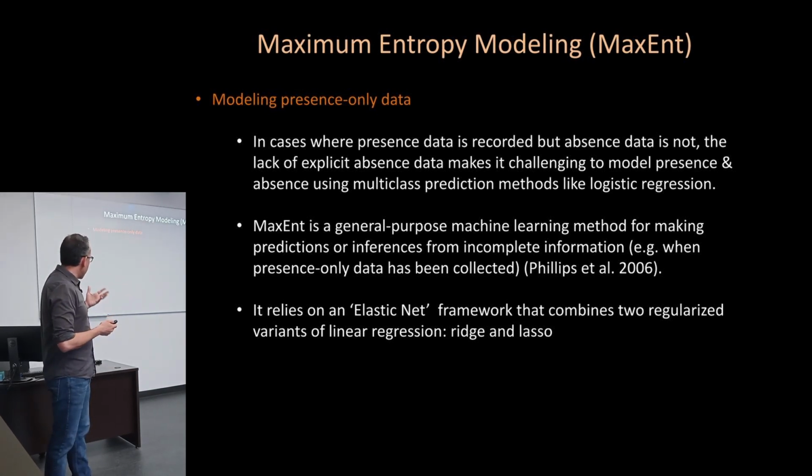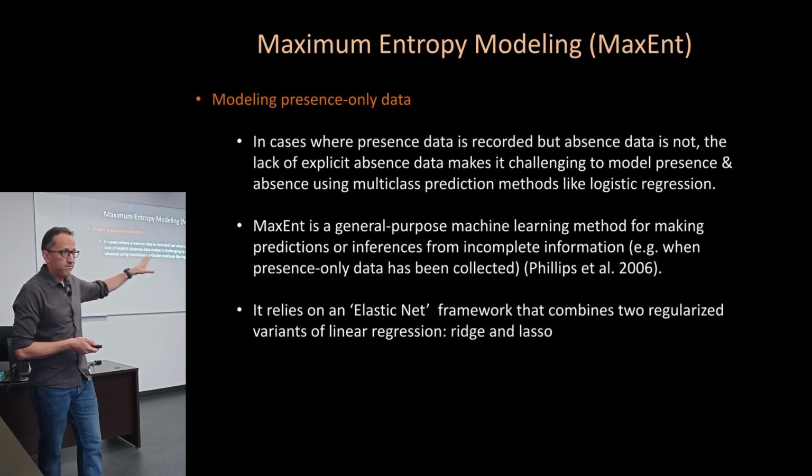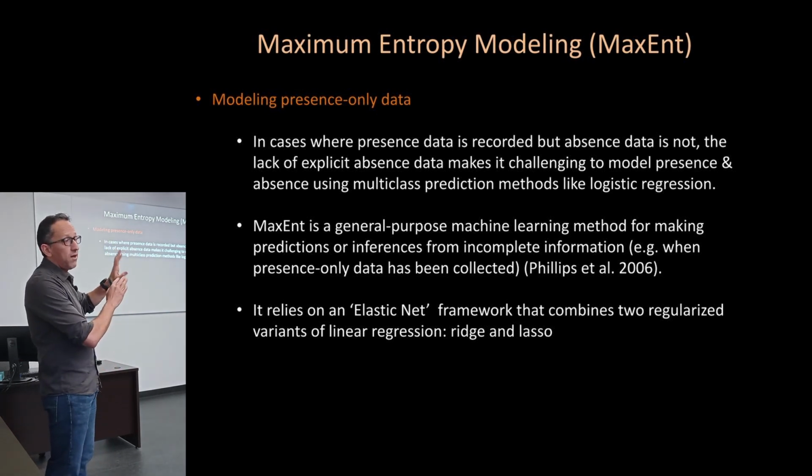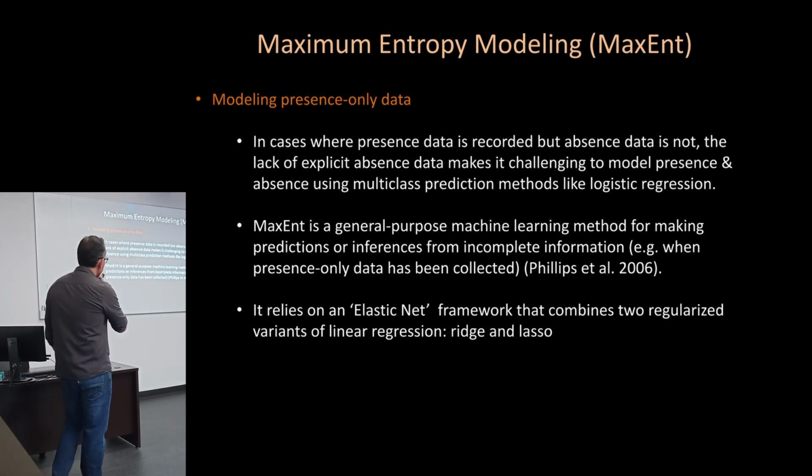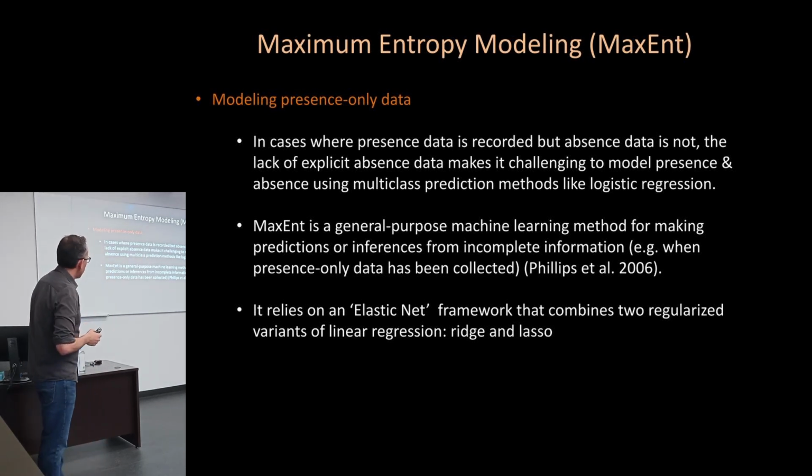So when that's the case, when you have presence-only data, there are different types of approaches like this one that we call maximum entropy, because other methods, like logistic regression, won't work with this type of data set, or they won't work as well, right? Now, maximum entropy, the short term is maxent, is a general purpose machine learning type of approach. But it's also a statistical approach.